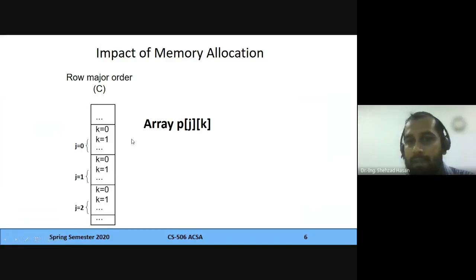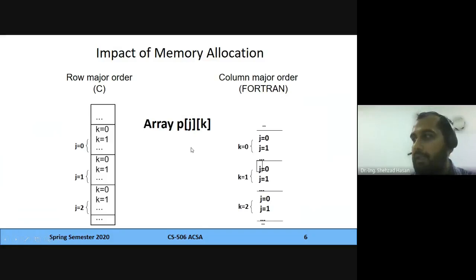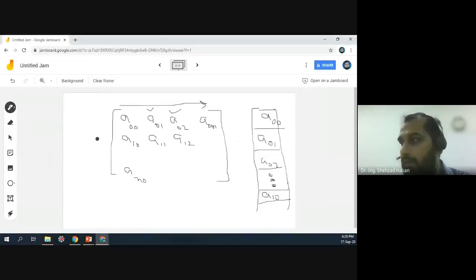Right. And if you want to store that, oh, there's some problem with this diagram here. Okay, just give me a minute. I'm going to just see what the problem is.